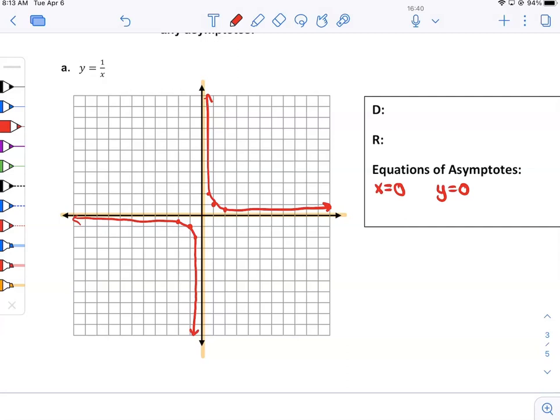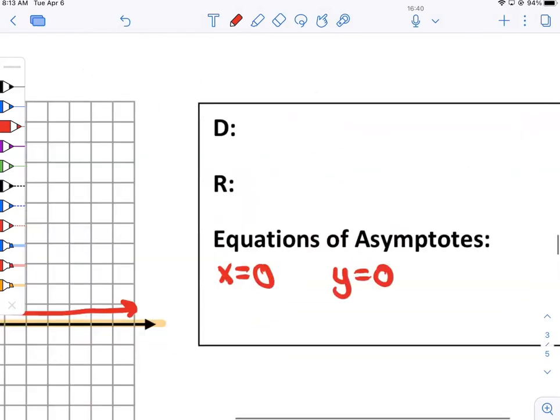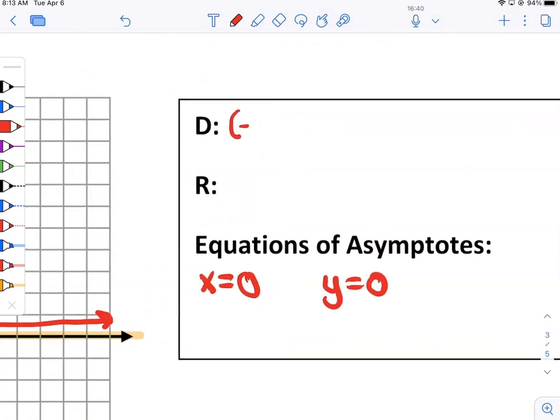Okay, so for our domain and range, here's the tricky part. In your book, they just say all real numbers except. I want to stick with the interval notation that we've been doing. So remember, we've been using the parenthesis or the bracket, infinity, comma, whatever. We're going to stick with that. That's called interval notation. And the tricky thing here is basically that our domain is essentially negative infinity to positive infinity. However, there's a hole in the middle, right?